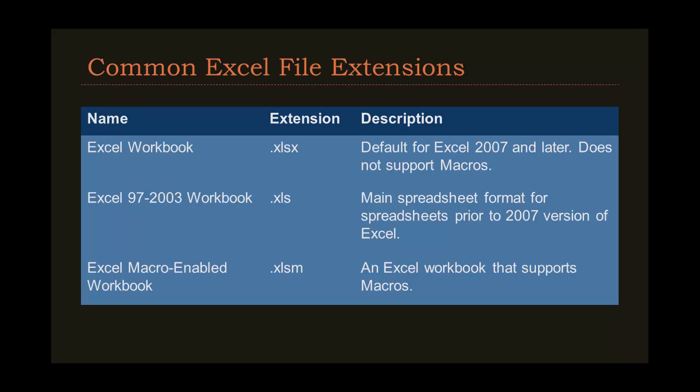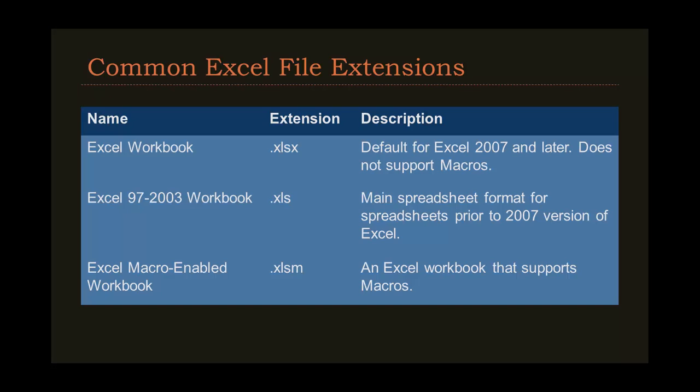An important thing to note about this file type is that it does not support macros for security reasons. Now, macros are outside the scope of this course, but you should know that they are programs written in Excel that are typically used to automate redundant tasks. If you are working with a file where macros are needed, the workbook will have to be saved as an Excel macro-enabled workbook, or .xlsm extension. Failing to do so will result in macros being deleted.